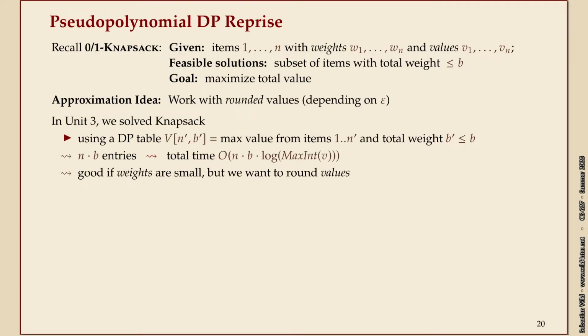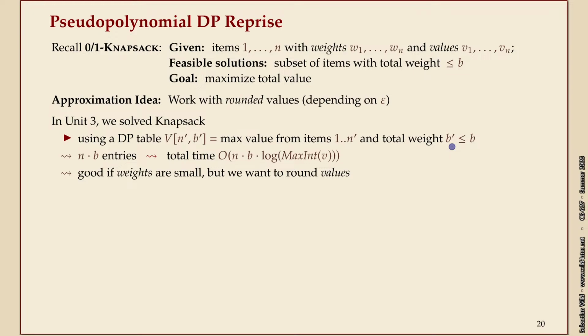There's a slight nitpick or a slight twist, if you want, that we have to get around first. As you all will remember readily, in Unit 3, we solved the knapsack problem with a dynamic program that has this table, where we have entries for a prefix of the items. So we're only allowed to use items 1 up to n prime, and we're restricting the weights potentially further than b. Specifically, this v n prime b prime was the largest value we can get for a selection of items among the first n prime ones, where total weight is at most b prime.